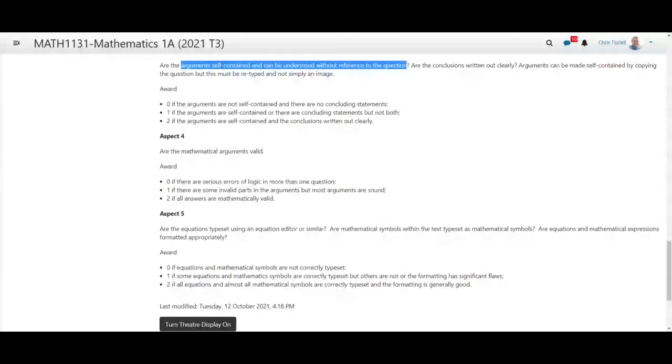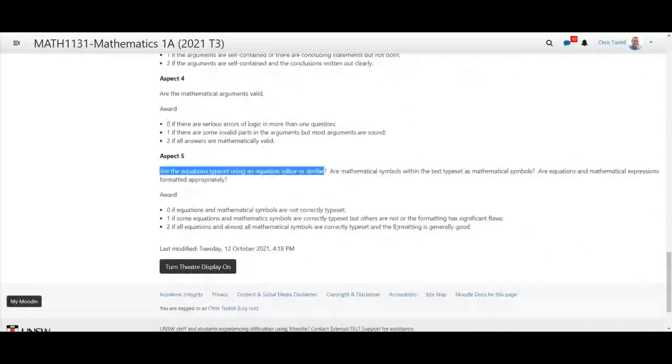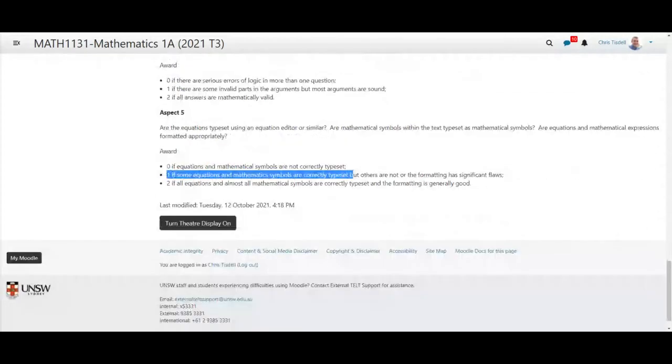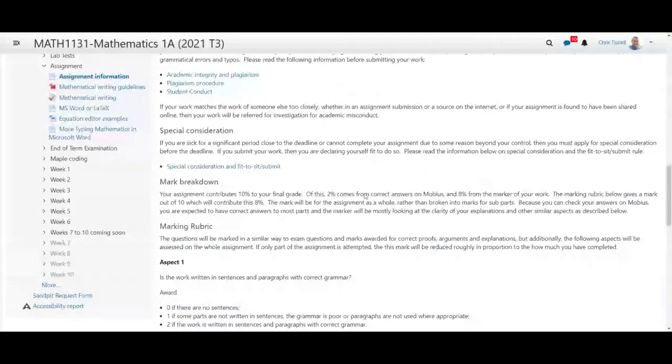So, are the equations typeset using an equation editor? 0 if there are none, 1 if some are done but not all, 2 if all. Okay, so this will take you some time, and I know it's hard because you just finished lab test 1, but you have almost 3 weeks to submit this. When I say typeset, I think it's just typed with a program.